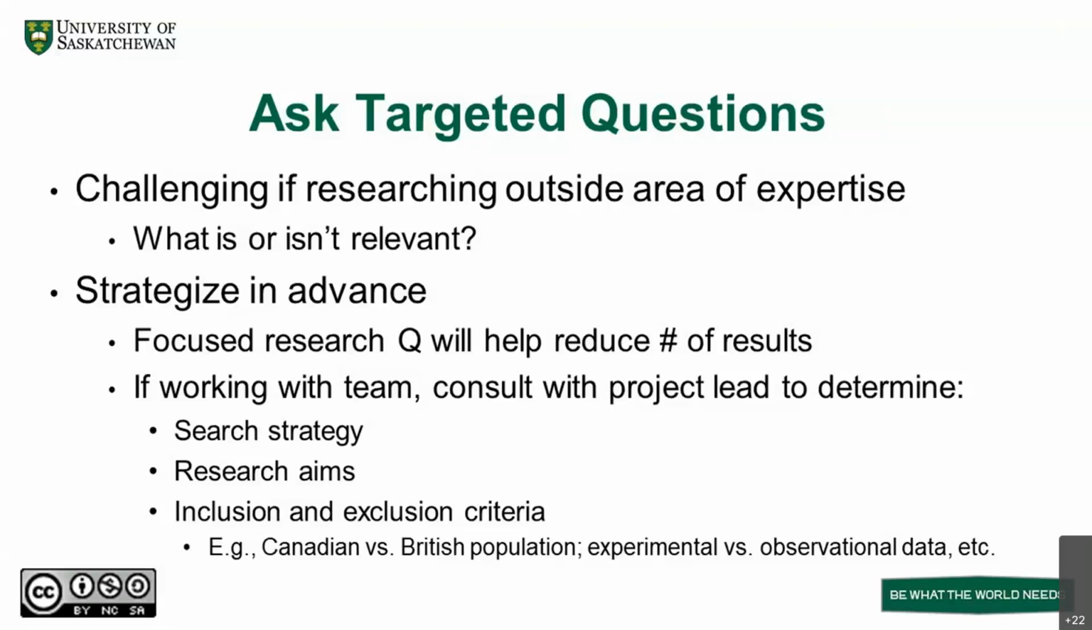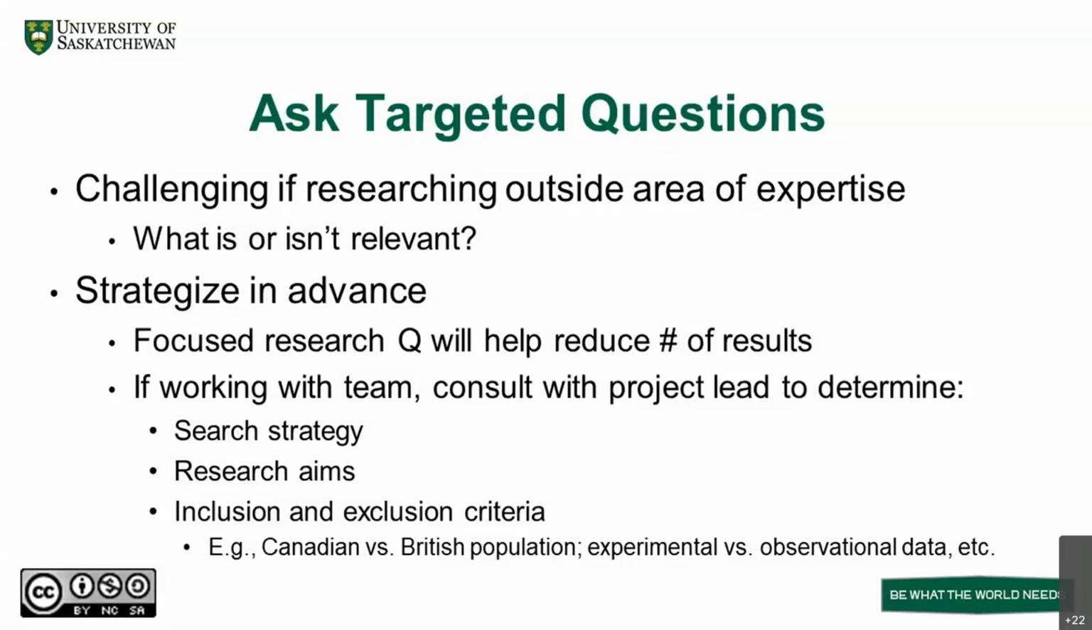If you are creating your own study, having a very focused research question will help reduce the number of results, so it will make it easier to actually manage that volume of literature that might be generated when you're looking. And if you're working as part of a team, you can have conversations with your project lead to determine different things like your search strategy, your research aims, inclusion and exclusion criteria.